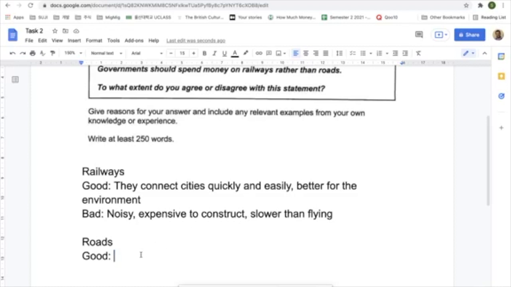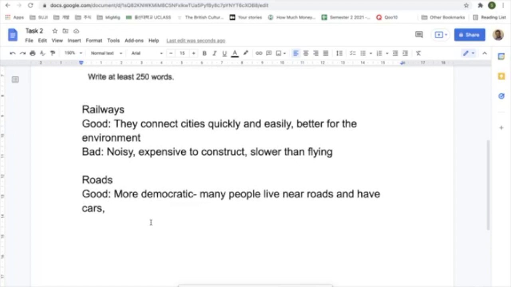So good. Roads are good. Why are roads good? Roads are good because I'm going to say that they're more democratic, okay, than trains. Many people live near roads and have cars. So that means we need roads to do our daily commute, daily shopping, whatever it might be. Whereas not that many people live near train lines, but roads, you probably have one outside your house, for example, okay?